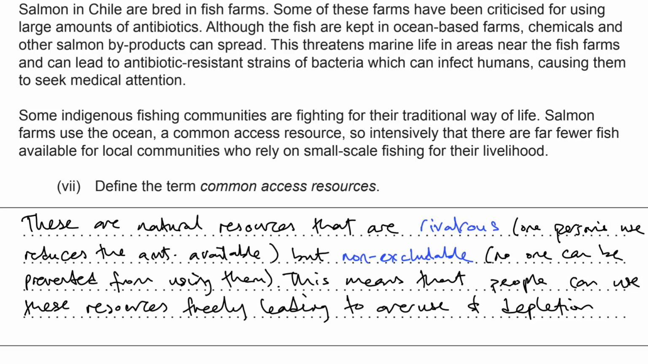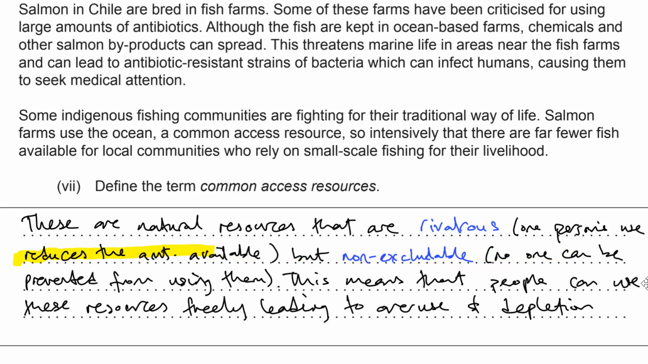This is what I've got. These are natural resources that are rivalrous. One person's use reduces the amount available, but non-excludable: no one can be prevented from using them. This means that people can use these resources freely, leading to overuse and depletion. Yeah, or something thereabouts. So as long as you've got something like that, then you're good.